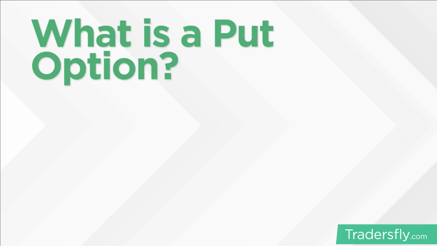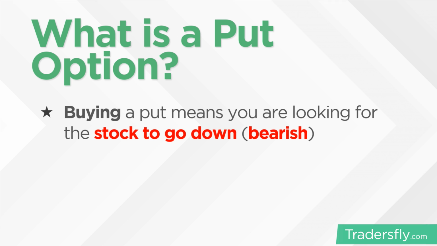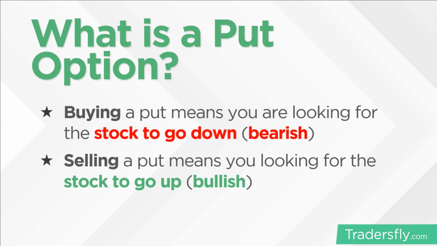First, before we get into the risk profile picture, you need to understand what a put option contract is. If you haven't heard this before, bear with me for just a second. In general, when you're buying a put option, it means you're looking for the stock to go down. In other words, you have a bearish outlook. When you're selling a put option, what this usually means is you're looking for the stock to go up. You're bullish, and that's what we're going to be discussing right now: the sell side of the put option contract.